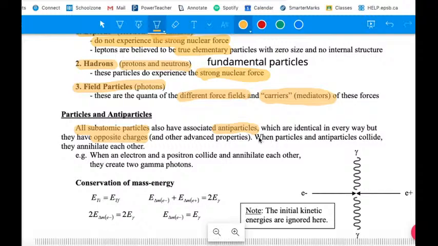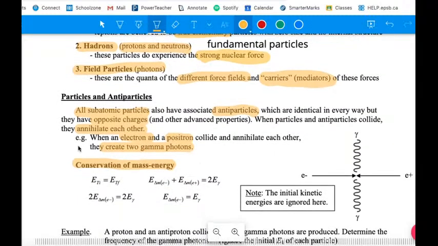An interesting thing happens when these two collide. They annihilate each other. They're just gone. But according to conservation of mass energy, that loss in their mass has to go somewhere, and that is going to create gamma photons. So when it's an electron and a positron, the positron being the antiparticle of an electron, they're going to annihilate each other and in this case create two gamma photons, which have a conservation of mass energy. So the initial energy comes from the energy in the mass of the electrons.